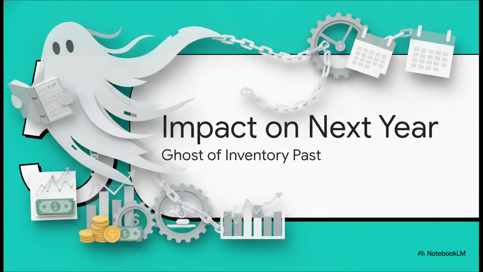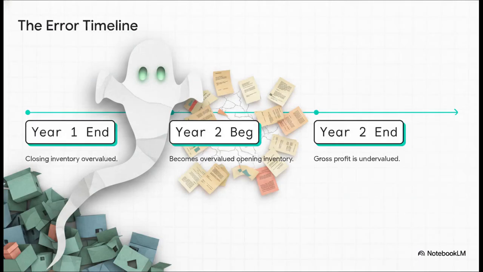Section 5, Impact on Next Year, the Ghost of Inventory Past. But here's the kicker. The nightmare doesn't just stop on New Year's Eve when the books close. No, let's see how this accounting error actually time travels to infect the future. Let's walk through the timeline. Point 1, year 1 ends with an overvalued closing inventory.